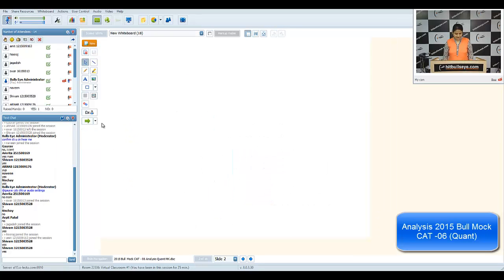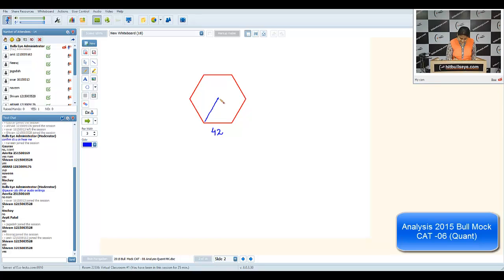Now come to the calculation part. We want to calculate the area. See, now this side is 42 and this is a hexagon. We know in a hexagon, since this is a regular hexagon, that's why I can say this triangle will be an equilateral triangle. What is the area for an equilateral triangle? The formula is root 3 by 4 into side square.